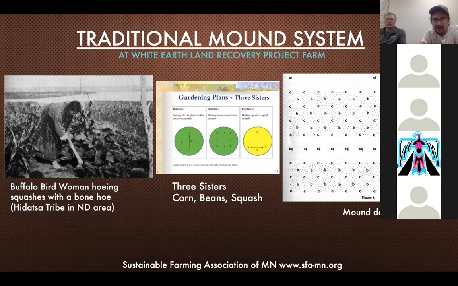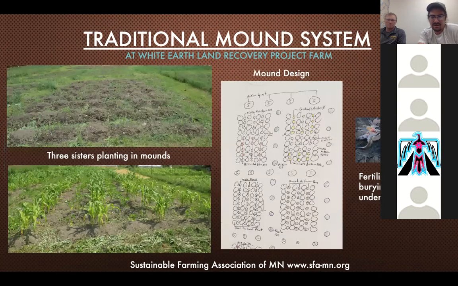And the squash can protect the system in theory from deer, but also it's just three really hardy crops that have been grown traditionally for thousands, couple thousand years. So this was at Land Recovery. I helped do this mound system, one of the mound systems, corn, bean, squash. Just built all these mounds, and then we dug in fish guts under the mounds.